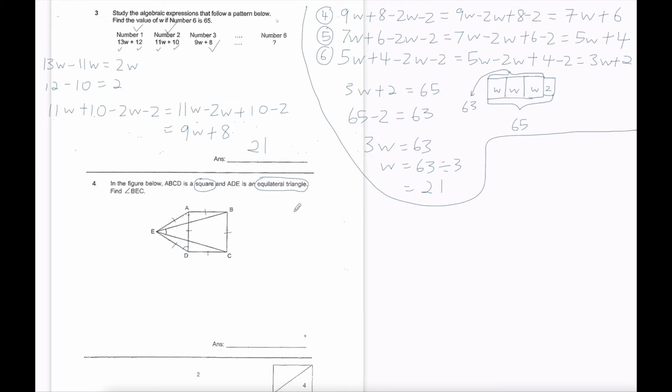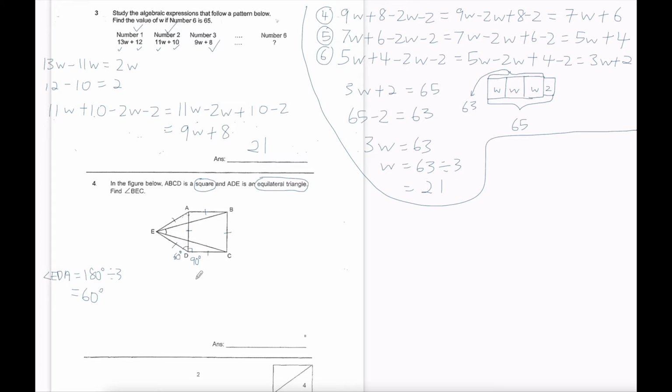Okay, triangle EDA is just 180 degrees divided by 3. So that's how I get my 60 degrees, okay? Because all angles in an equilateral triangle are the same. So ADC is this thing here, which is 90 degrees, because angles in a square are right angles, okay?